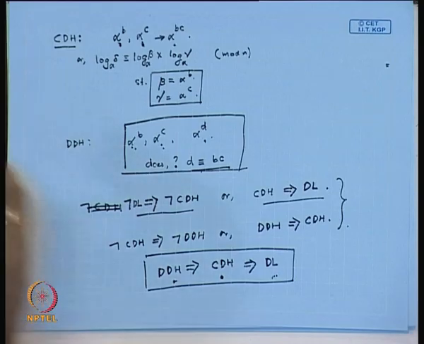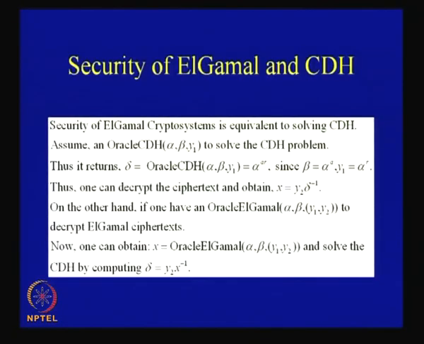Okay. So, now let us reflect on another kind of interesting equivalence or reduction: that the security of the ElGamal cryptosystem is equivalent to solving the computational Diffie-Hellman problem. Okay. So, let us see. If I say it is equivalent, then I have to show that if I can solve the ElGamal cryptosystem, then I can solve the computational Diffie-Hellman problem also.